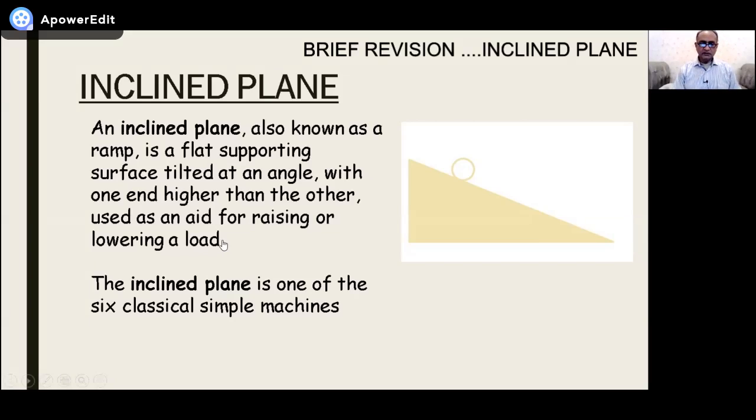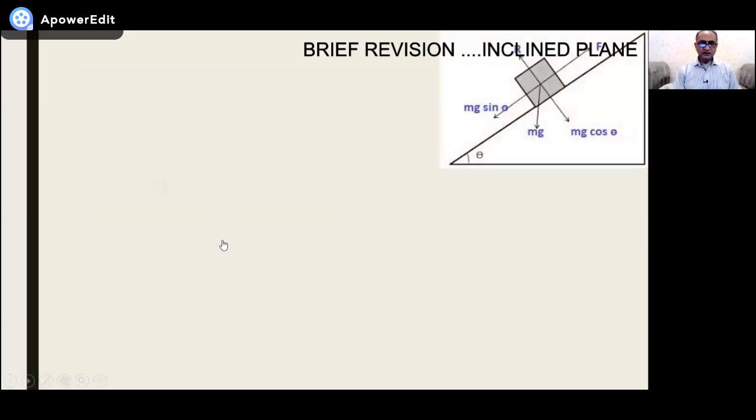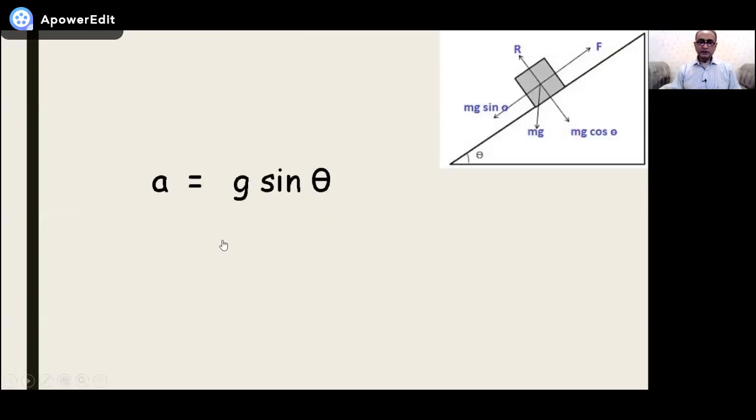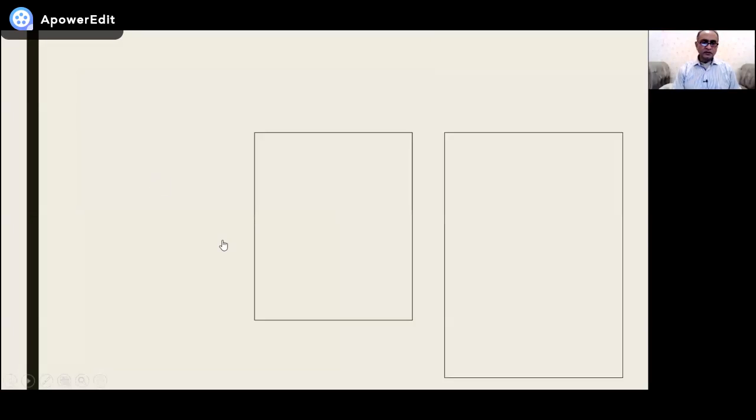All right. And then we went through the derivation for the equation a is equal to g sine theta. As I told you yesterday, we'll be using this equation a = g sin θ in our problems. So let's see the connected problems of our book. This is the problem. As I told you, you should have the calculator with you.